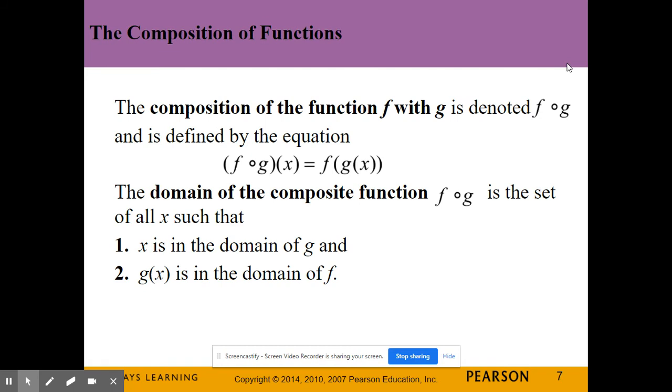The domain of the composite function f of g is the set of all x such that x is in the domain of g, so the function that's going on the inside, and then g of x is in the domain of f, meaning that you have to make sure that what you're substituting into the f function doesn't then create one of the situations where the domain would have a break, such as dividing by 0 or square root of a negative.